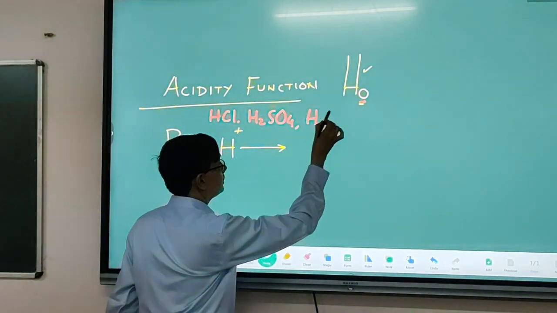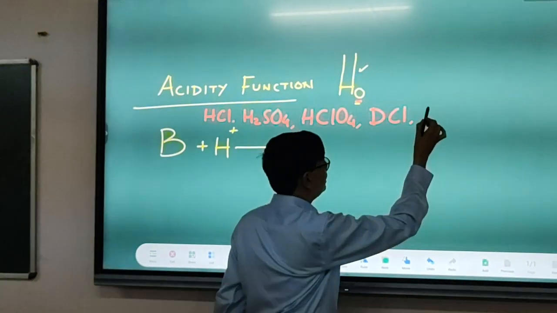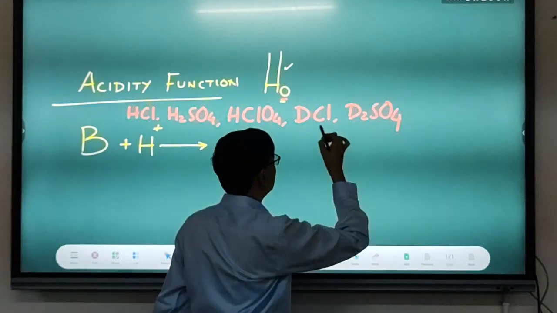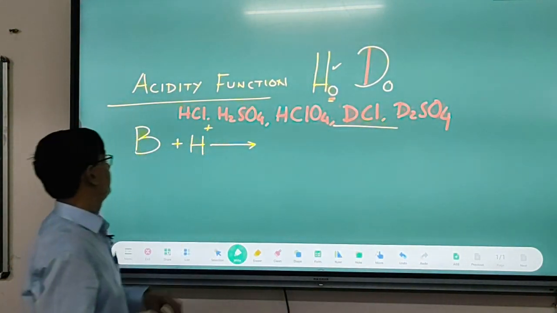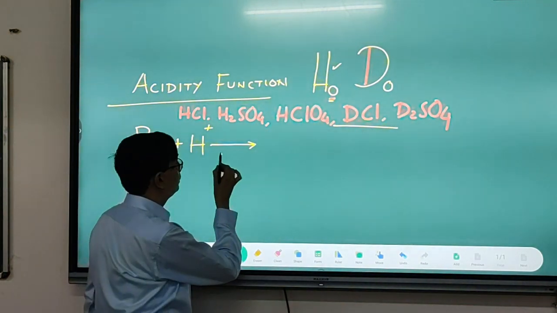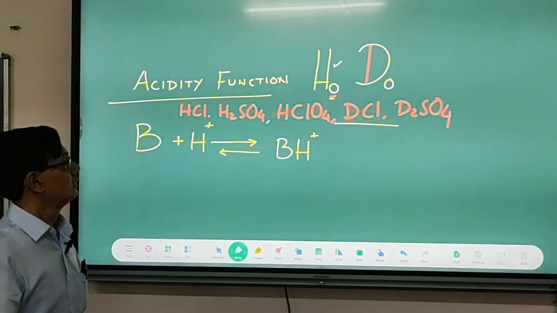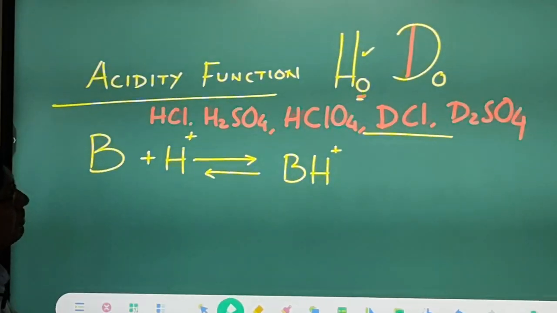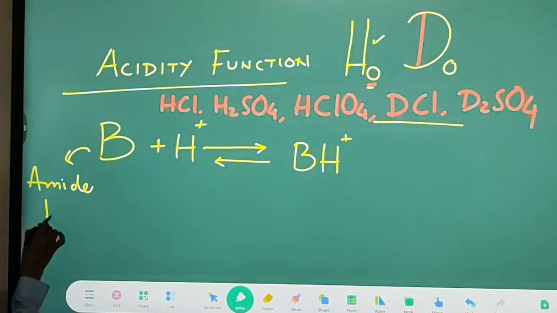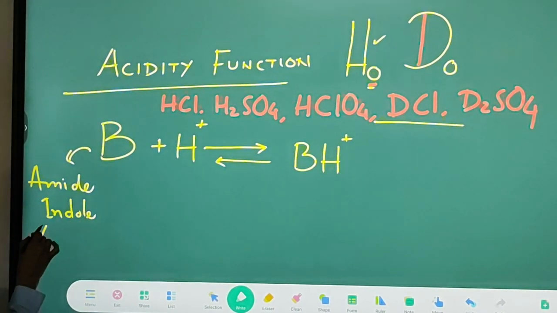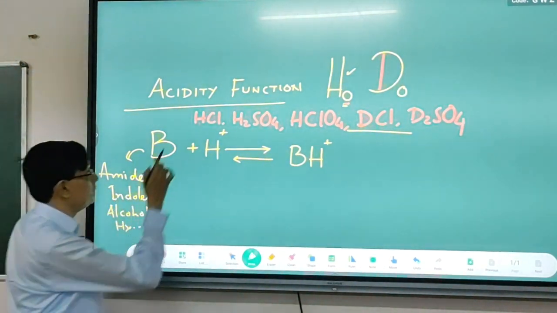may be perchloric, may be deuterated, may be D2SO4. If it is deuterated, you can call it D0. Anyway, it is protonation, you all know, B plus H plus gives BH plus. Now if it is another type of compound, in place of aniline you can take the amide. If it is indole, we can take some indole compound. If it is alcohol, we can take alcohol. If it is hydroxamic acid, you can take hydroxamic acid. So acidity function will measure the strength of how it protonates.